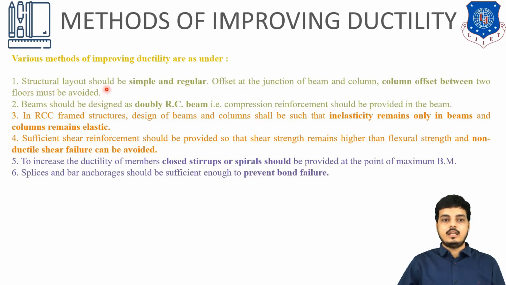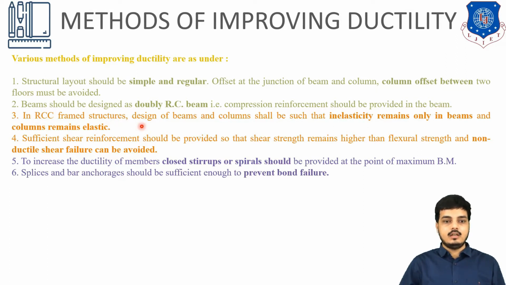Number one, structural layout should be simple and regular. As we have learned in our design philosophy module, it should be simple and regular to perform well during the earthquake. Offsets of the beam and column between floors must be avoided, like a floating column must be avoided. Now the beam should be designed as a doubly reinforced beam, so compression reinforcement should be provided in the beam. A doubly reinforced beam has reinforcement in the compression zone as well as in the tension zone, so it will improve the ductility.